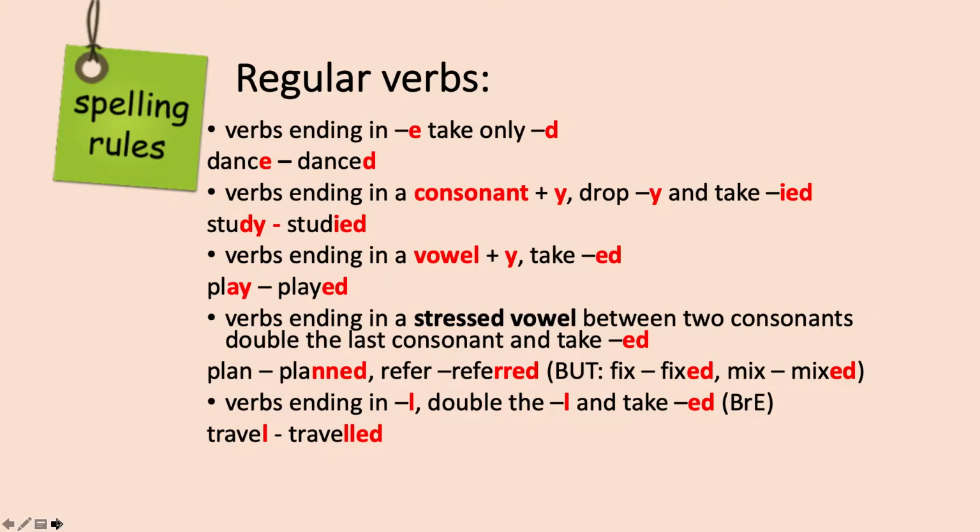Verbs ending in a stressed vowel between two consonants double the last consonant and take -ED. Plan, planned. Refer, referred. So we see we have F consonant, E the stressed vowel, R the last consonant, so we double the final consonant and we say referred with double R. But X is not doubled, so we say fixed and mixed.